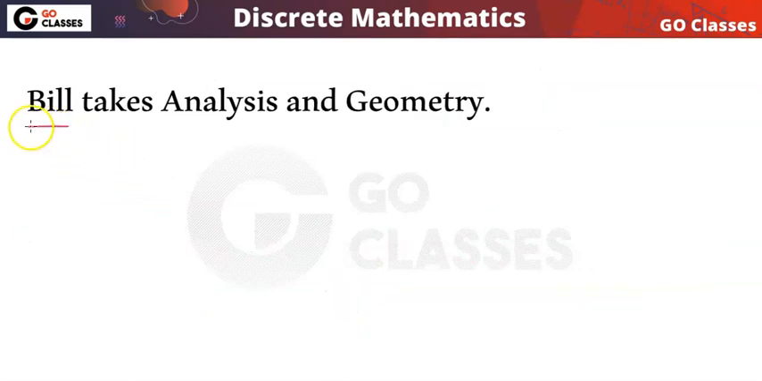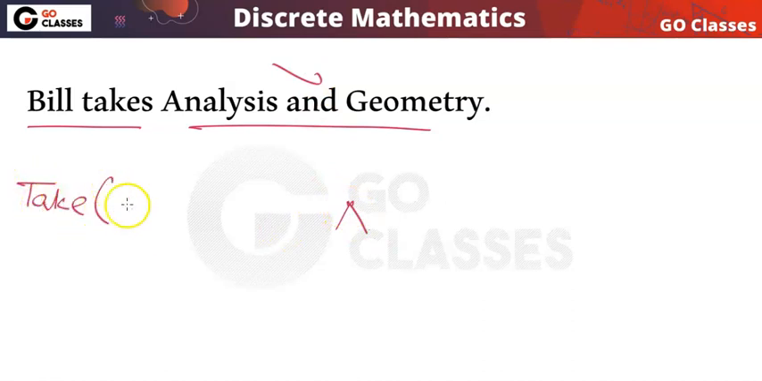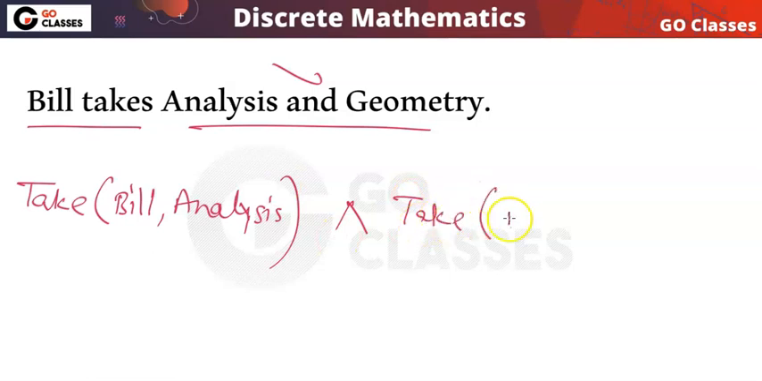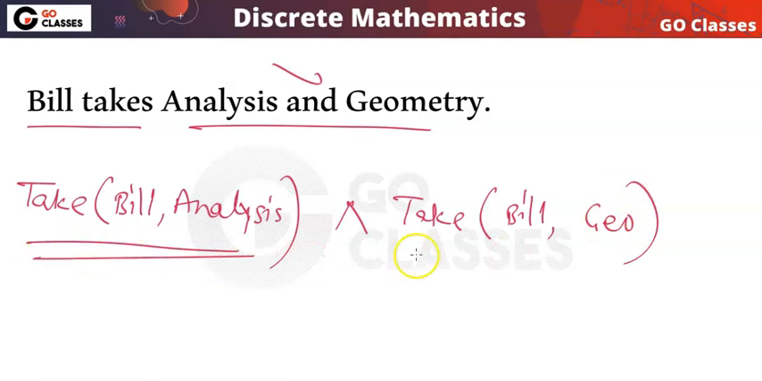Next, Bill takes analysis and geometry. This is and. And means conjunction. So basically, I can say that Bill takes analysis and Bill takes geometry. Correct? So Bill takes analysis and Bill takes geometry. Very simple. This is how you can do. Bill takes analysis and geometry.